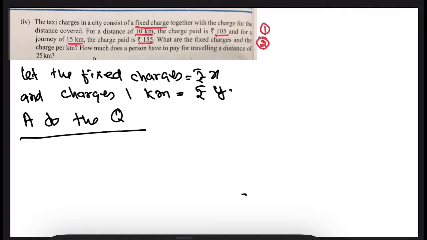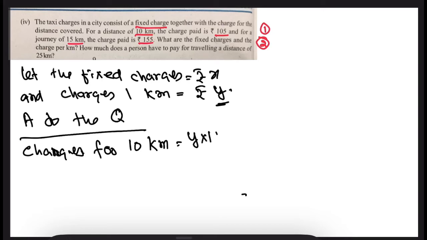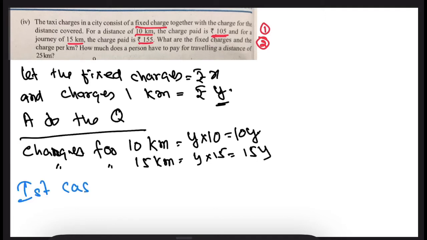First we should find out charges for 10 kilometer. Charges, okay, charges for 10 kilometer. So 1 kilometer is how much? Y rupees. 10 into Y, that equals to 10Y. So what is first case? And charges for 15 kilometer. Second case he is saying 15 kilometer. That is Y into 15. That is 15Y.